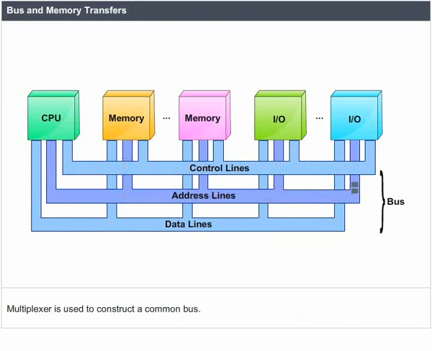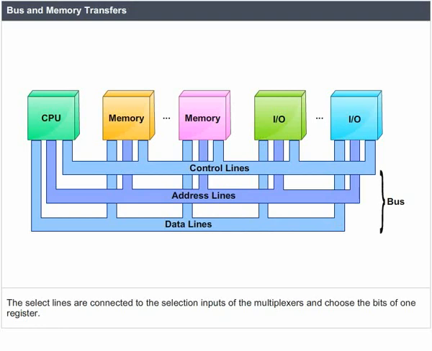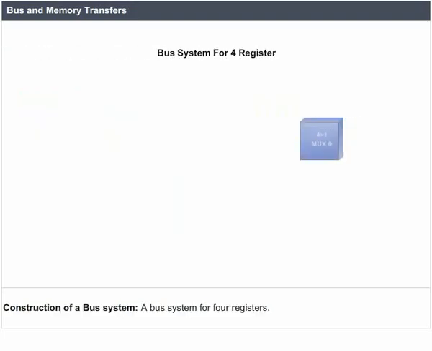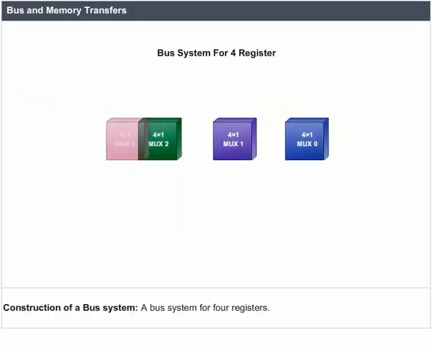A multiplexer is used to construct a common bus. Multiplexers select the source register, whose binary information is then placed on the bus. The select lines are connected to the selection inputs of the multiplexers and choose the bits of one register. The construction of a bus system for 4 registers is shown.